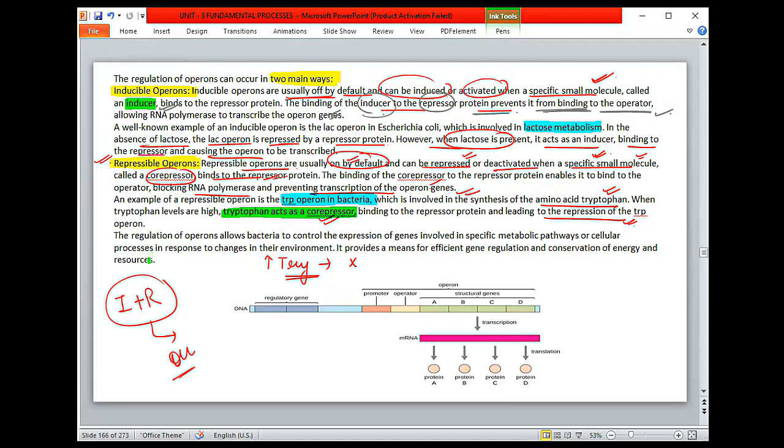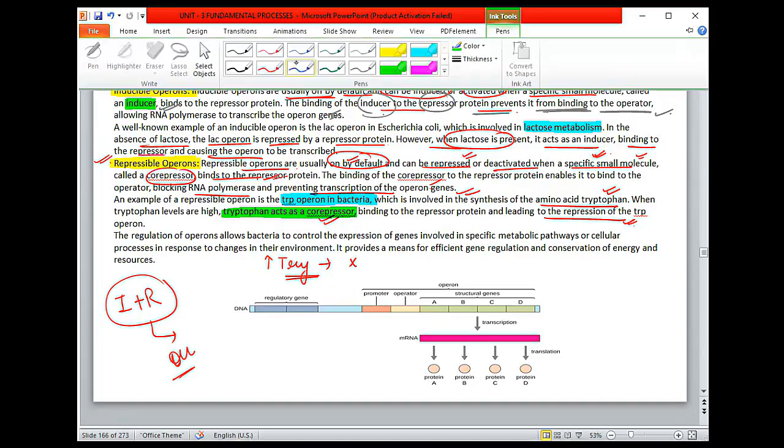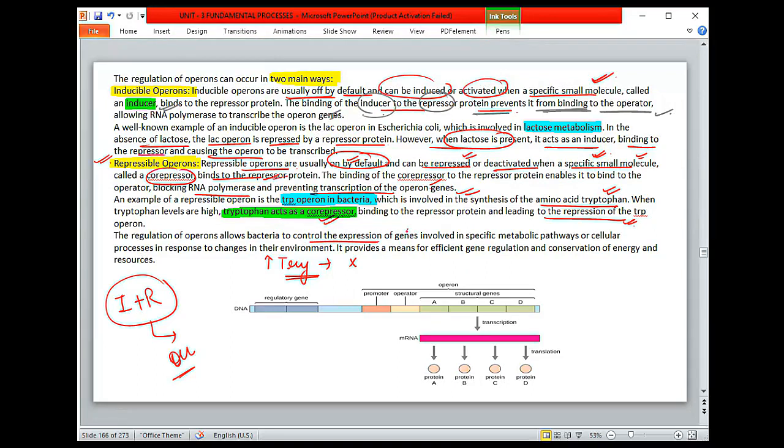Okay, the regulation of the operon allows the bacteria to control the expression of genes involved in specific metabolic pathways or cellular processes in response to changes in the environment, providing a means for efficient gene regulation and conservation of energy and resources, right? So these are the two operons. First one is the inducible, second one is the repressible.